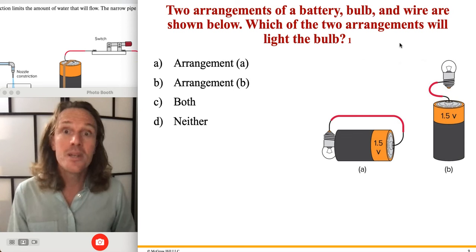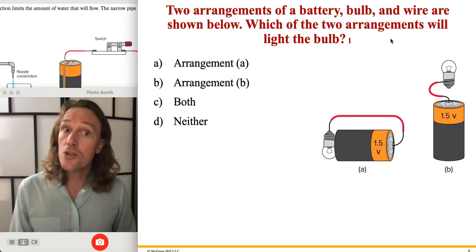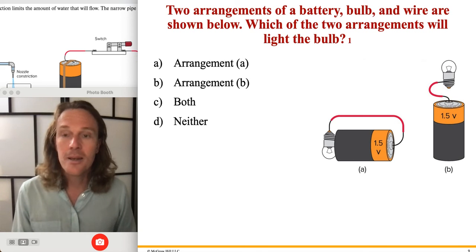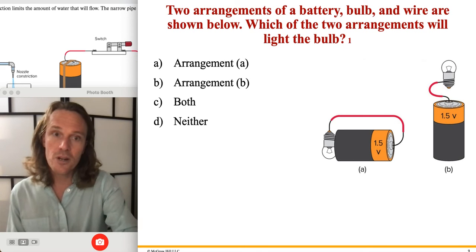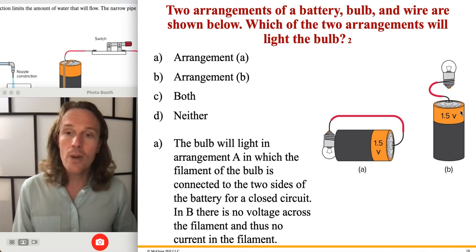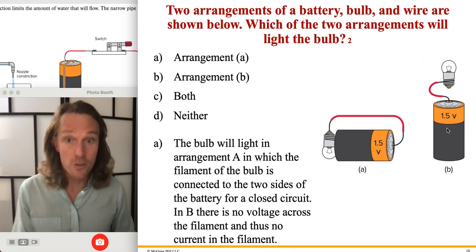And of course, magnetism. So two arrangements of a battery, bulb, and wire are shown below. Which of the two arrangements will light the bulb? Both, neither, or just A or B? Okay, so this is like the one we started with. What do you think? You probably were able to rule out B because it's more or less identical to the one that we already ruled out before, if you're paying attention.